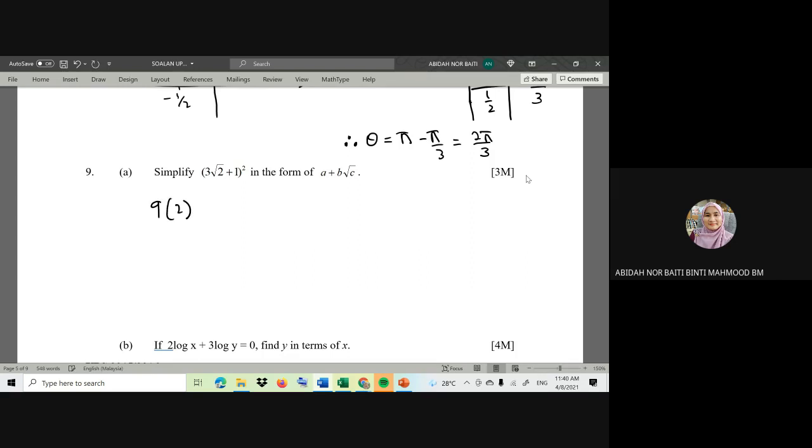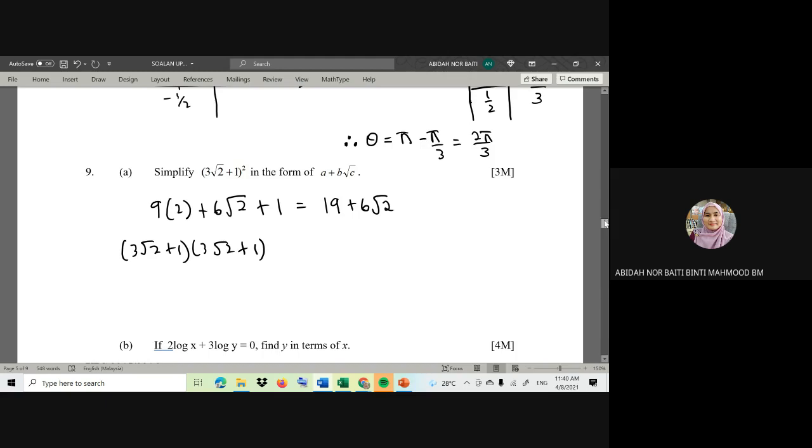9 times 2 plus 6 kan? 2 plus 1 kan? So 18 plus 1 is 19 ya. Okay, boleh ya? Expand one by one. Boleh ya? Boleh, madam. Ataupun kalau tak biasa buat macam tu, tak apa, keluar satu lagi bracket pun boleh. 3 root 2 plus 1. And then expand satu-satu lah.